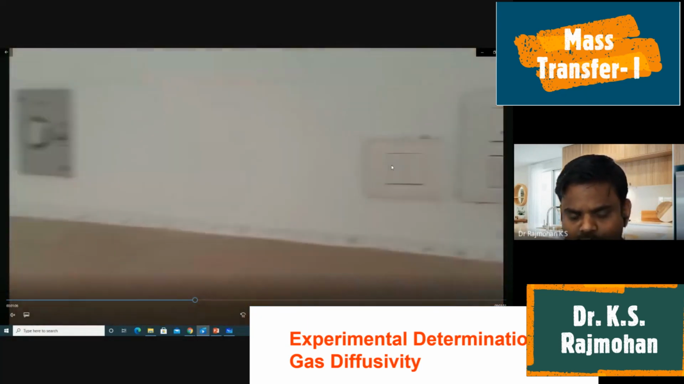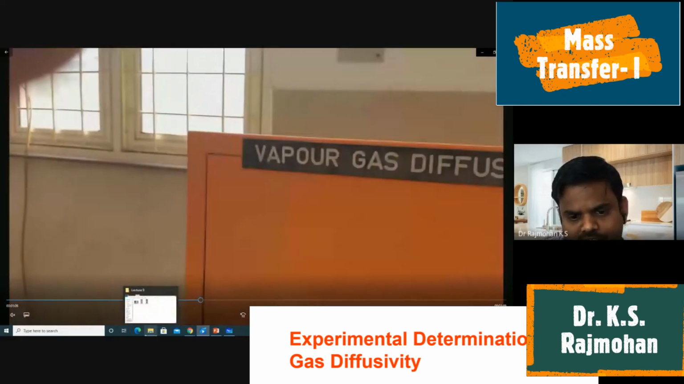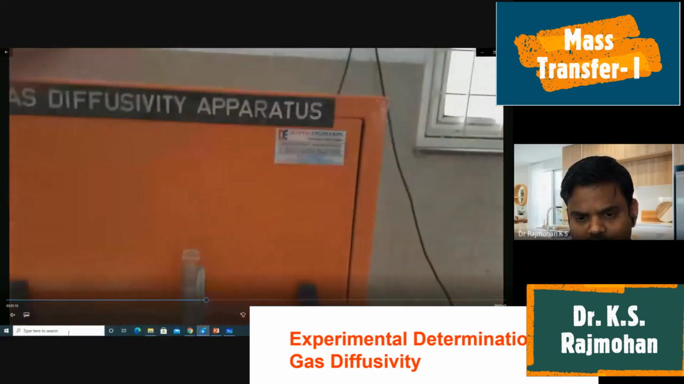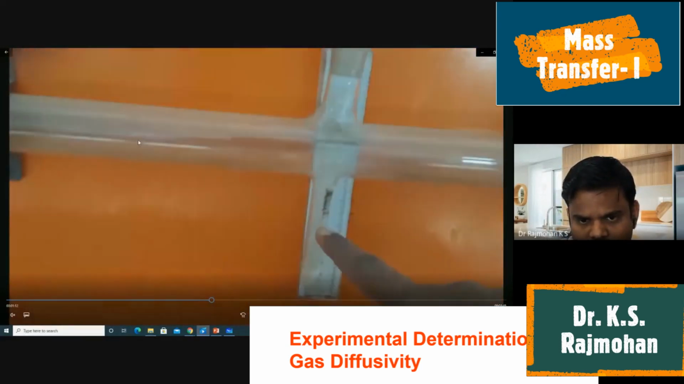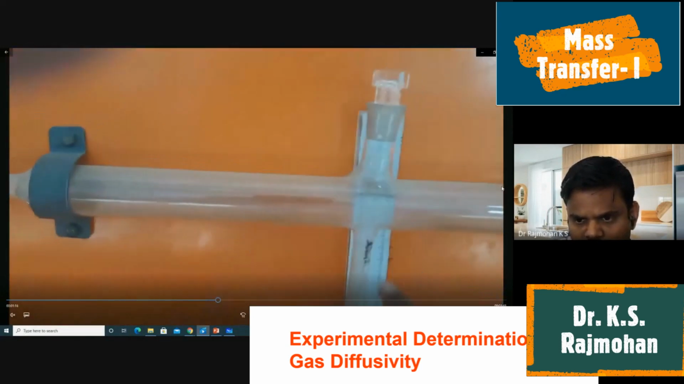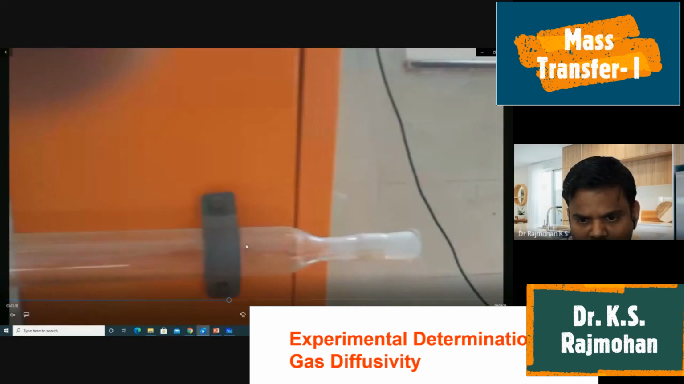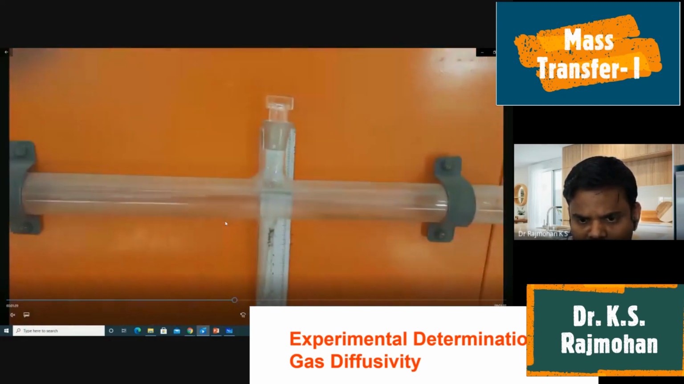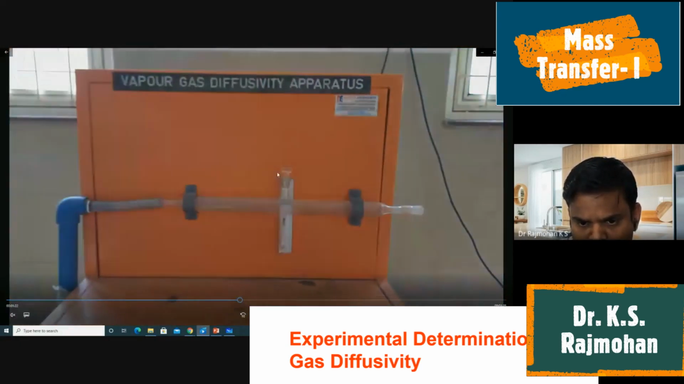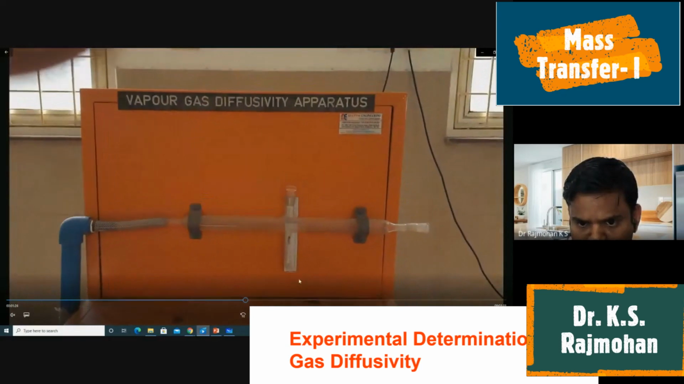So once you switch on the blower, air will be flowing at a steady state across this larger tube. Species B enters and leaves here. And we have an opening here to fill up the liquid.